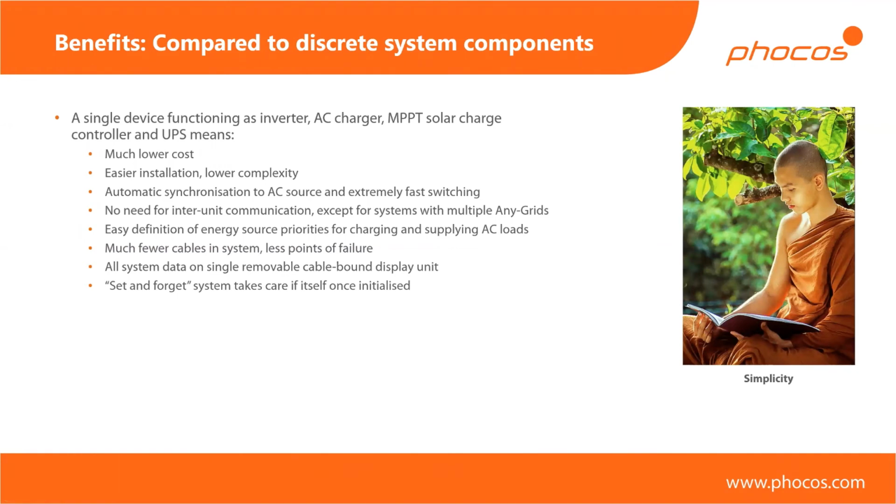All the system data is on a single device. So for your data logger, you can get your PV data, your AC data, all of that on a single device. You don't have to worry about monitoring multiple units. And it really is a set and forget system. Once you've set it up with those initial parameters, there's 35 parameters in total, of which you probably only need to touch maybe 6. Then the system will simply take care of itself.